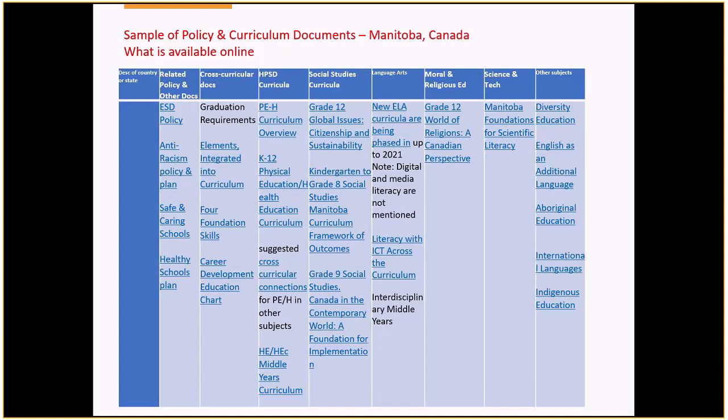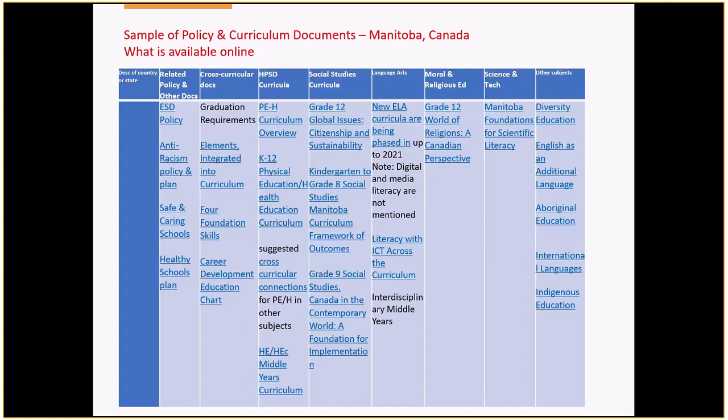Policy and other documents, we'll be looking at whether or not they have policies such as these that do exist in Manitoba. There's an education for sustainable development policy. There's an anti-racism policy. They have a policy on safe and caring schools, and they have, for example, healthy schools plans. And each of those multi-component approaches will have an educational component. So we're going to be looking to see if those have those documents, and then we'll do analysis within the documents later in the process.